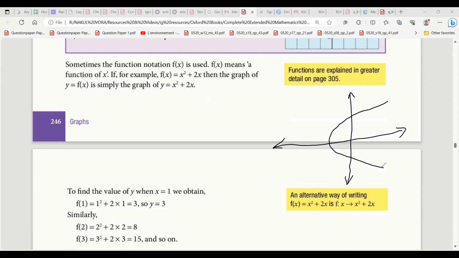How many times is it cutting the x-axis? It is cutting the x-axis only once. But how many times is it cutting the y-axis? Twice. So the equation for such a curve which is cutting the y-axis twice will be x is equal to y square, something, something. Sir, I don't know what.